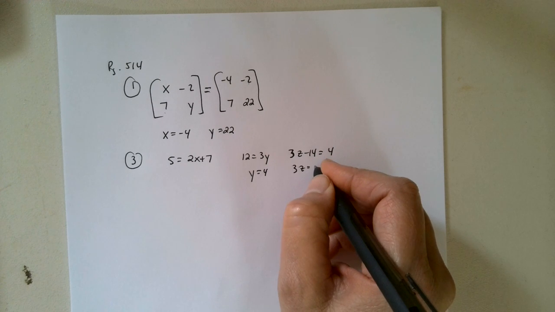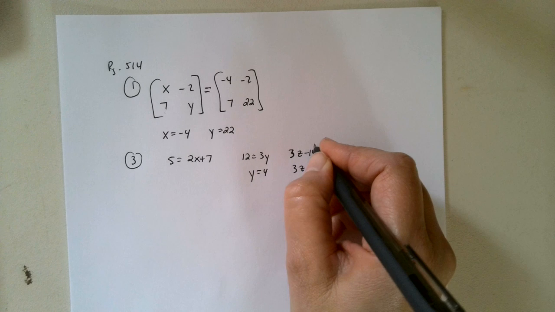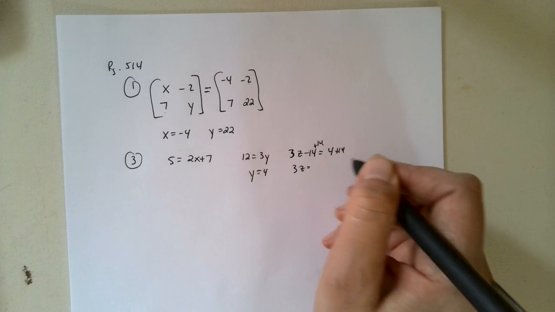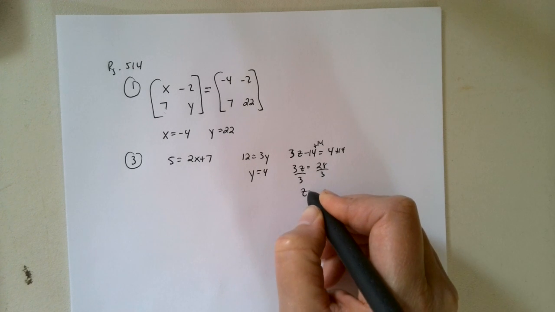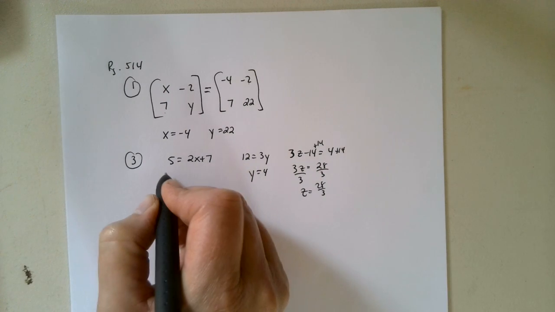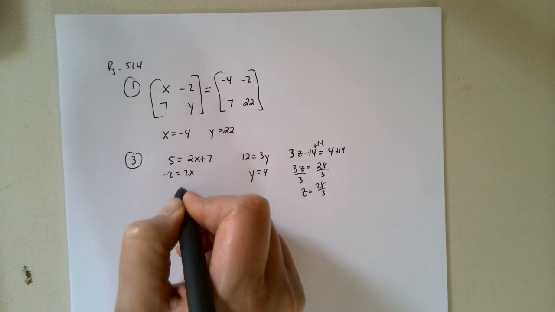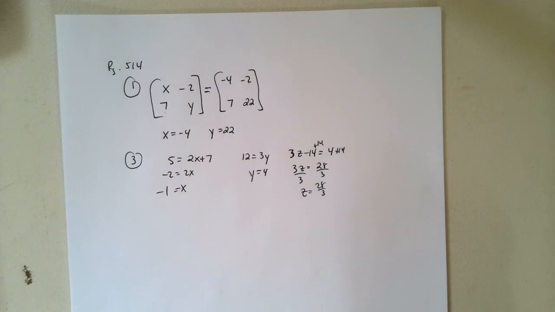We are going to have to add 14 over, and we're going to end up with 28 over 3 for z. And here we're going to subtract and end up with x equals negative 1. So equal matrices just mean that your corresponding elements are equal.